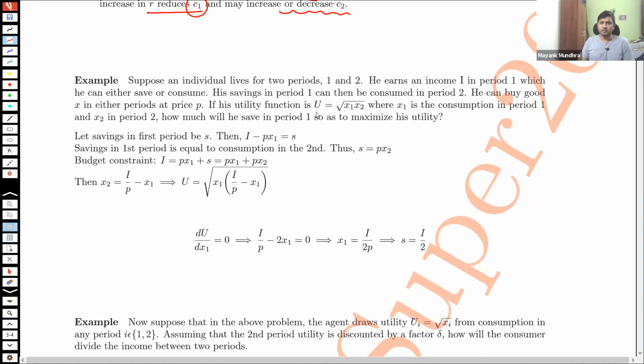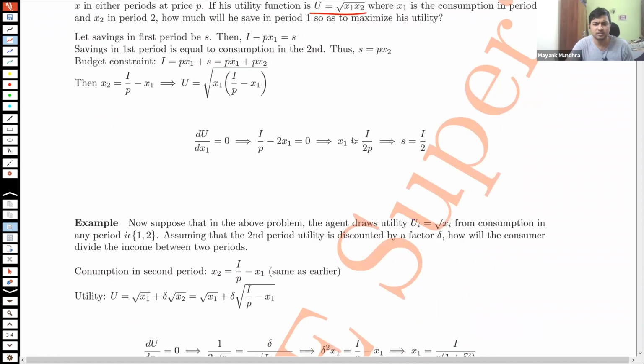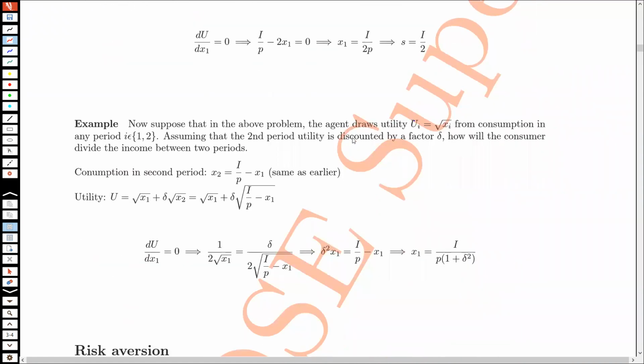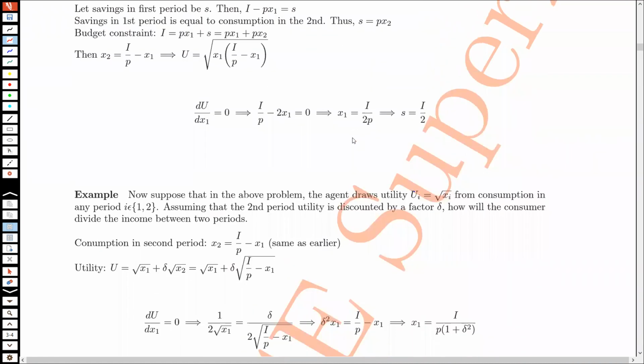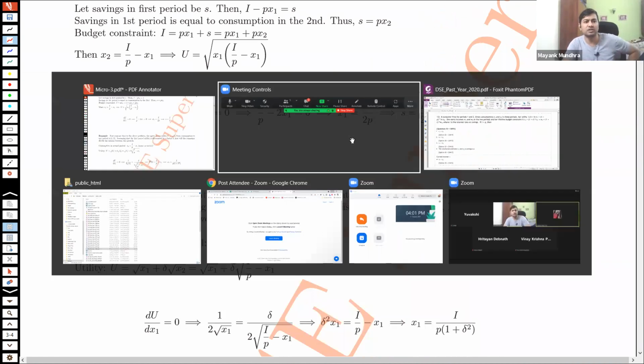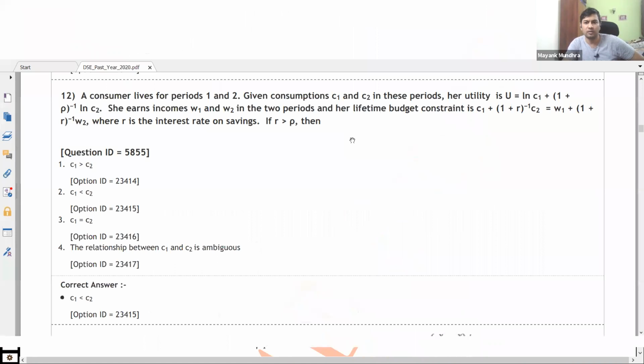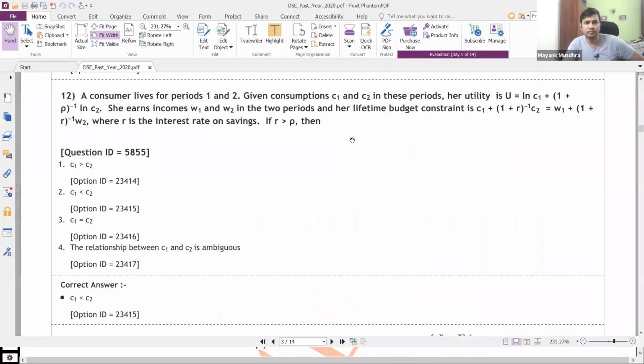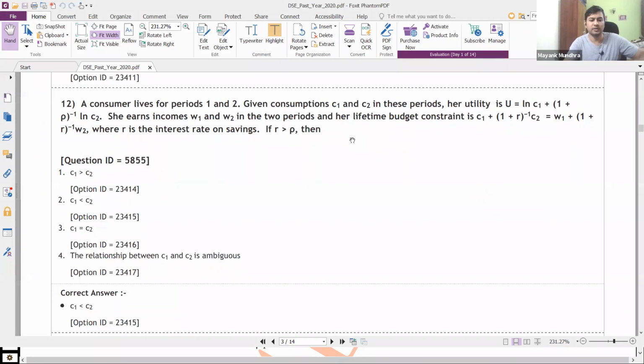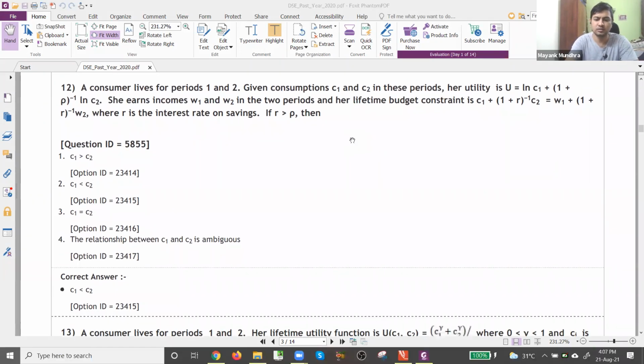So we have a utility function u equals under root x1 x2. Have we done these examples? Yes, sir, we have done these examples in the last class. Okay, fine. So I have this question from this year's paper for you. So let's do this one. Let me copy it and paste it on my notes.